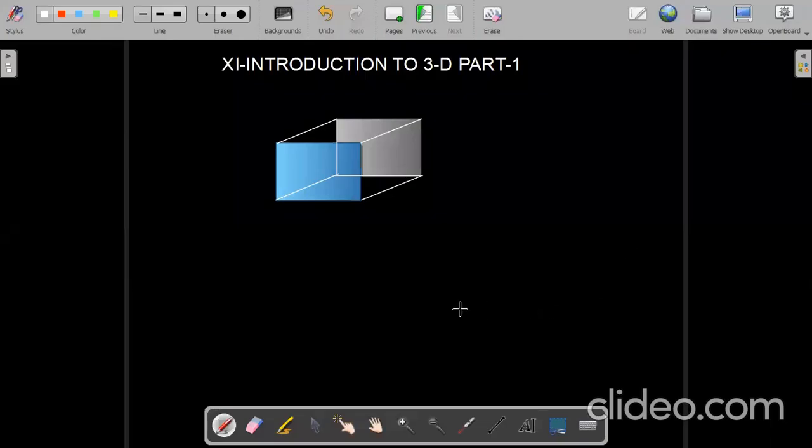Okay, so it is very important. This first part is very important to understand what is the difference between 3D and 2D. As you know, 2D means we are considering the figures which are in 2 dimensions. Okay, and here we will see the figures in 3 dimensions.